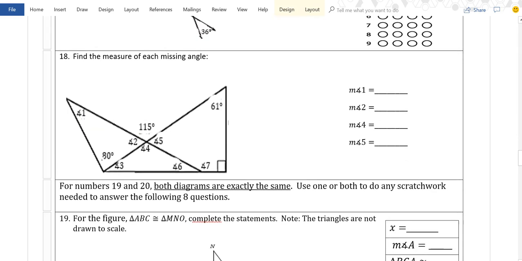Getting real challenging here. So let's start with finding what we can. I'm looking at angle 1 here, right? There's no way I'm going to find angle 1 so far. But maybe let's try to start somewhere else. Let's look at angle 2.